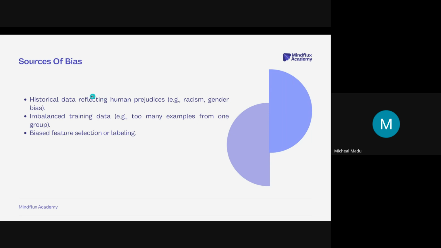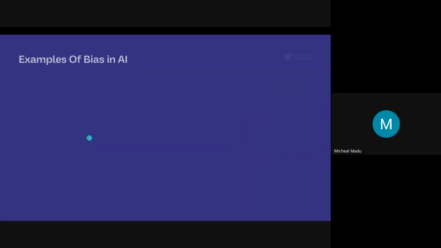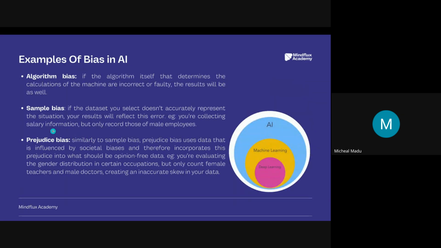Another source of bias would be imbalanced training data. Whereby you're using too much data to train a model, and this data is not properly formatted, it could give us biases. It could serve as a source of bias. Now we have biased feature selection or labeling. I'm going to explain this as we move along. So, examples of bias in AI: we have algorithm bias.